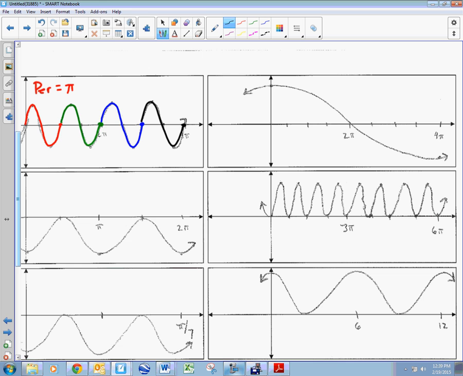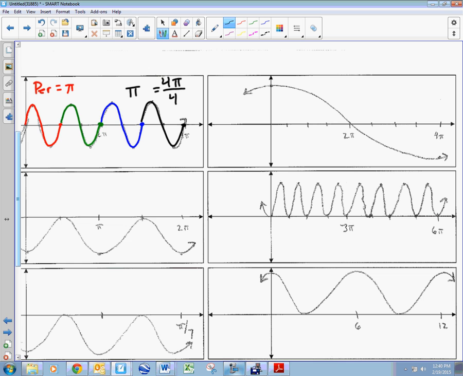How many cycles are completed by the time it gets to 4 pi? 4 cycles. 4 pi over 4 is pi. So if it completes 4 cycles in 4 pi, it repeated itself every pi. You're also able to look at it and determine that. Look at the next one.